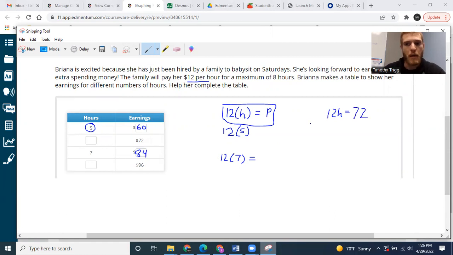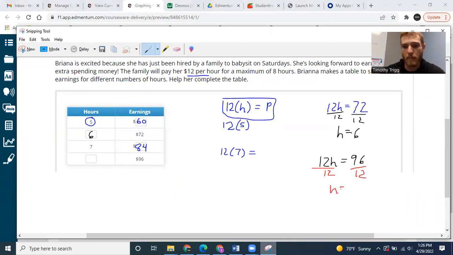Now, hopefully you remember from the last unit, how would we solve this equation for H? Well, I hope you see that we would divide by 12, giving us that the number of hours she needs to work is 6. Solving this last one similarly, $12 times the number of hours, in this case equals 96. So how many hours would she have to work? Well, we're going to divide both sides by 12 to get H by itself using the division property of equality. This gives us 8. So she must work 8 hours to earn $96.